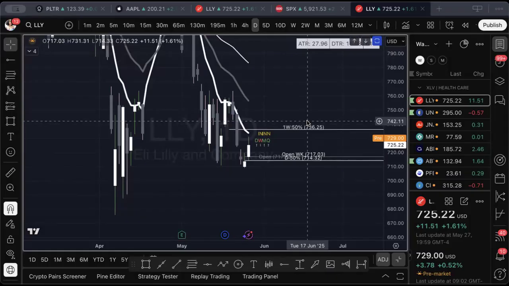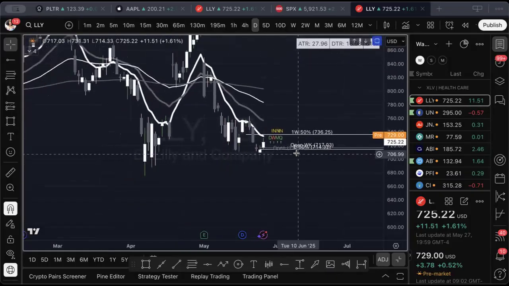I'm going to get us right into the free trade idea of the day, which is going to be off of Lily. So let's do a little bit of a deep dive into what's going on with Lily.